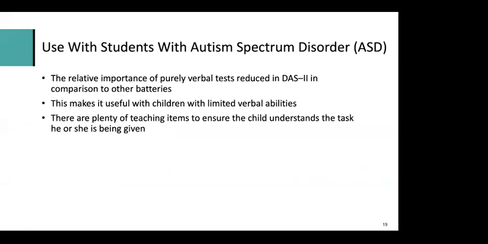In order to obtain valid results whenever we're assessing, you as the examiner have to be confident that the child understands what they're being asked to do. So children should not receive low scores simply because they don't understand the instructions. When an item is failed, the examiner can provide teaching for the item. Throughout the DAS-II, an examiner will find plenty of teaching items, and these are included to ensure that the child understands the task that is being given.